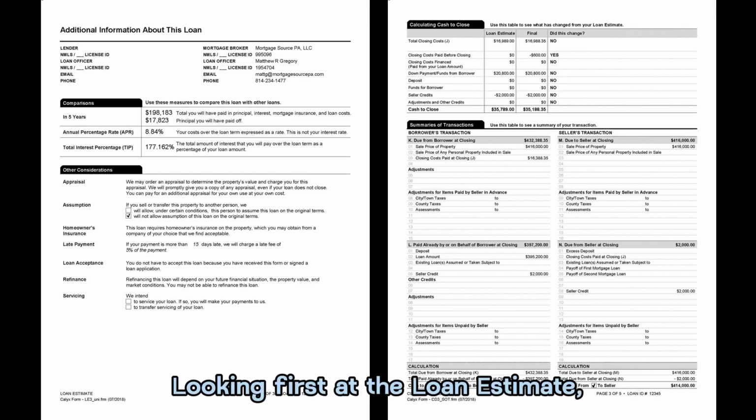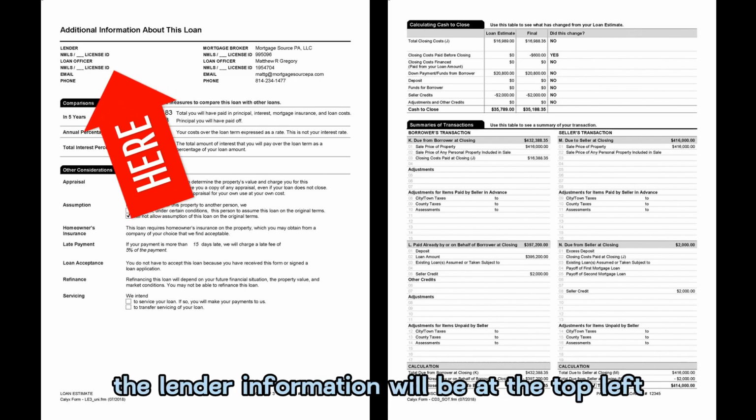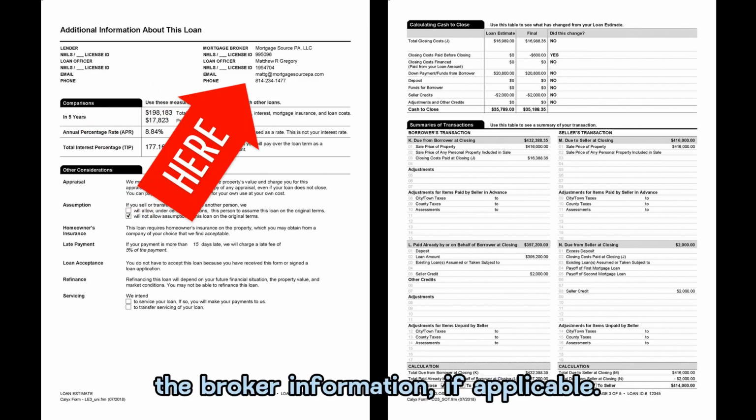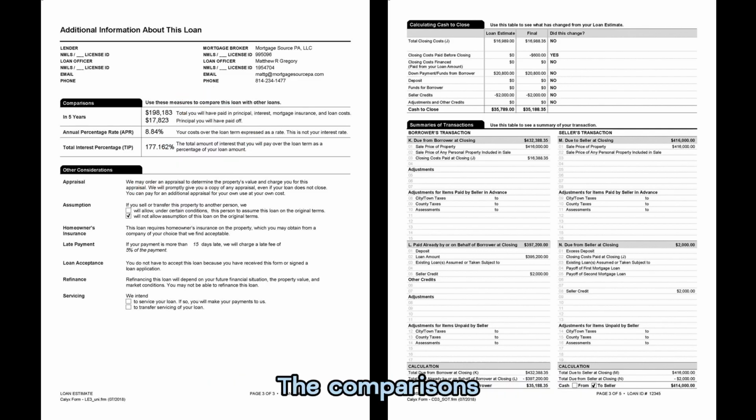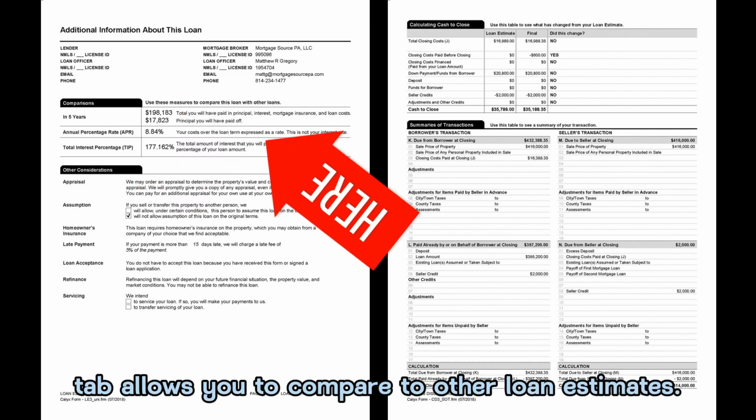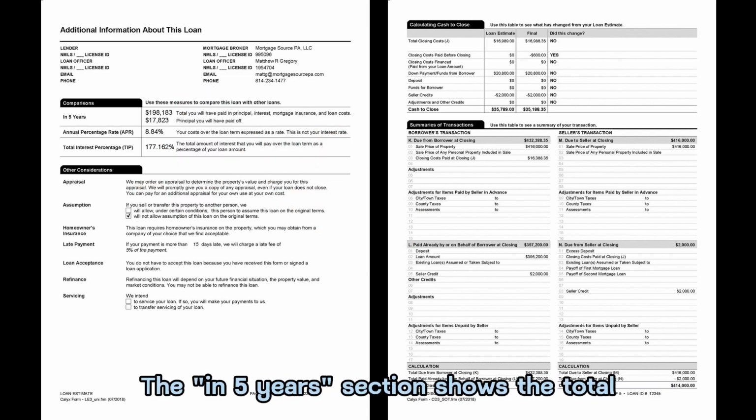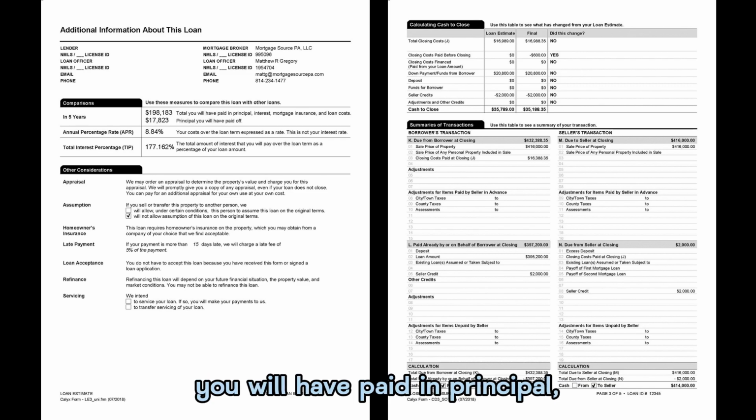Looking first at the loan estimate, the lender information will be at the top left, and on the top right will be the broker information if applicable. The Comparisons tab allows you to compare to other loan estimates. The In 5 Years section shows the total you will have paid in principal, interest, mortgage insurance, and loan costs.